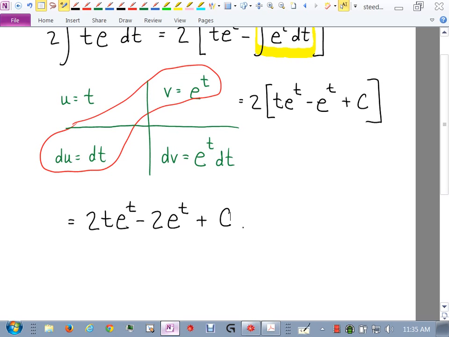You'll see this if you ever check your answers in the back of the book. If you ever have to distribute a constant through to the constant you don't know, it'll always just leave it as a constant. And you'll be like, what happened to the 2? Well, it's still just a constant, right?